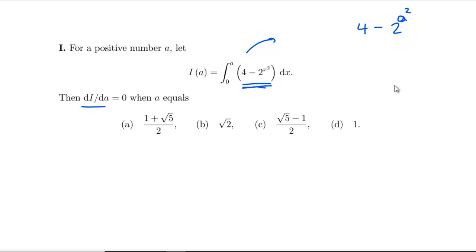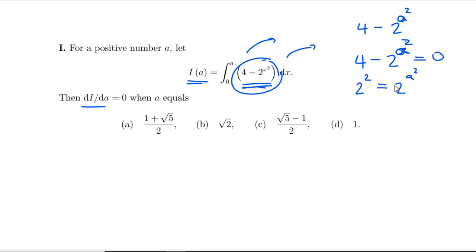So whatever the integral of that is going to be something to do with a, that when you differentiate it with respect to a, we will then come back to the same expression, but with a's rather than x's. And then 4 minus 2 to the a squared, as it would then be, is equal to 0. So you'd have 2 squared is equal to 2 to the a squared, which means a squared is 2, and a would be the square root of 2. So that's what I'm thinking the answer is going to be, rather than these various golden ratio variants that they've got in here, or 1. But how can we be sure?